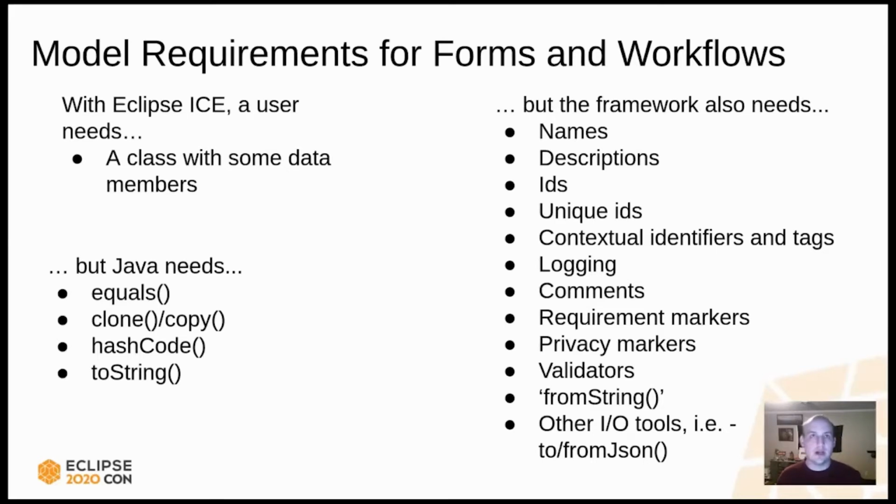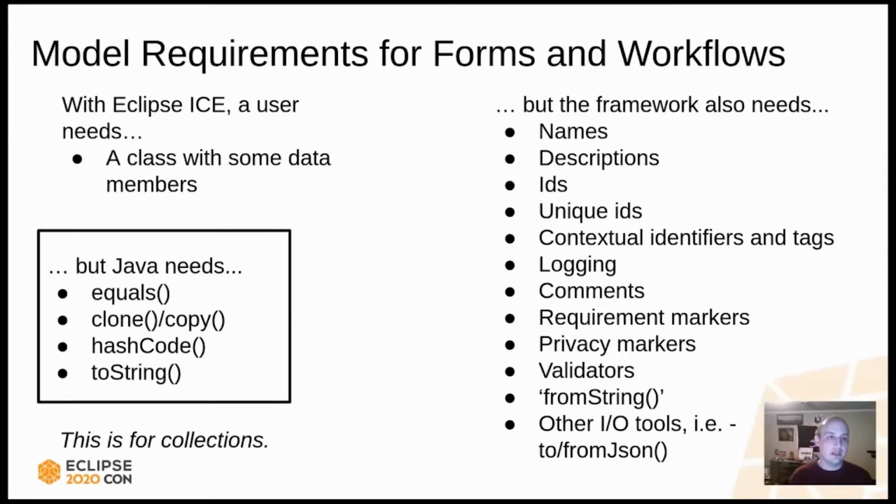Those could be strings like where they want to go to buy something or where they're getting their pizza from. In our case, in science, that's often things like temperatures and pressures and densities. But Java needs some stuff in addition to that, and the framework needs even more. So Java needs things like equals and clone and hash code and toString. And these are really for collections. Arguably, toString is used in some other contexts as well, but really this is about putting things in collections and making sure that you can move them around okay.